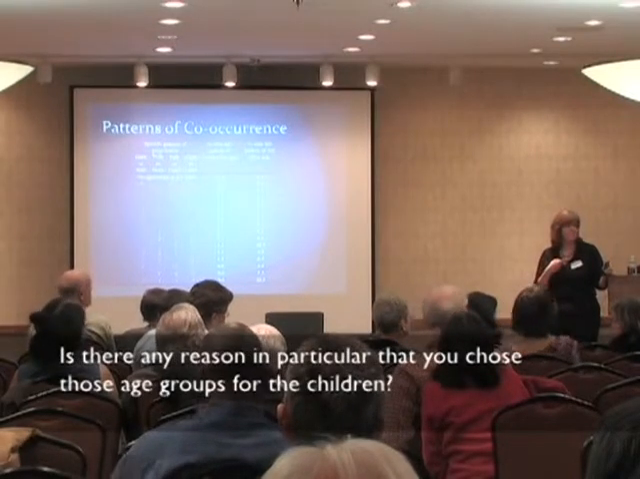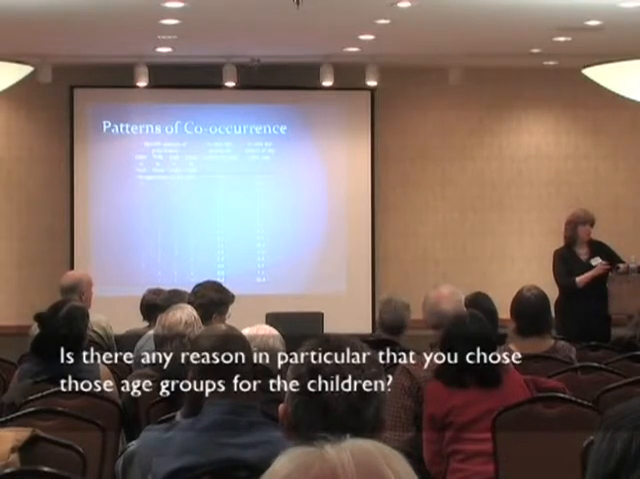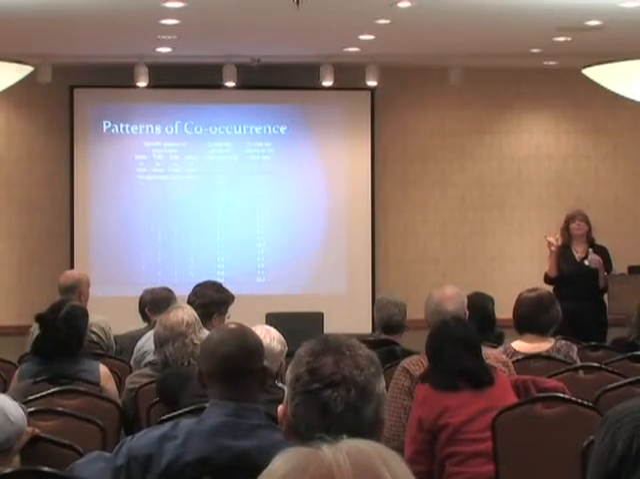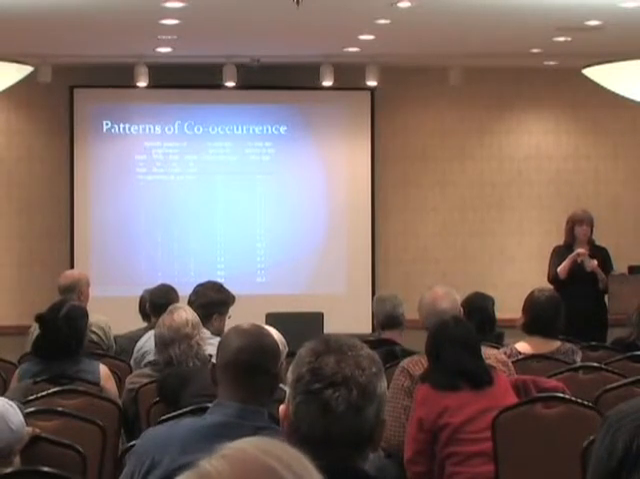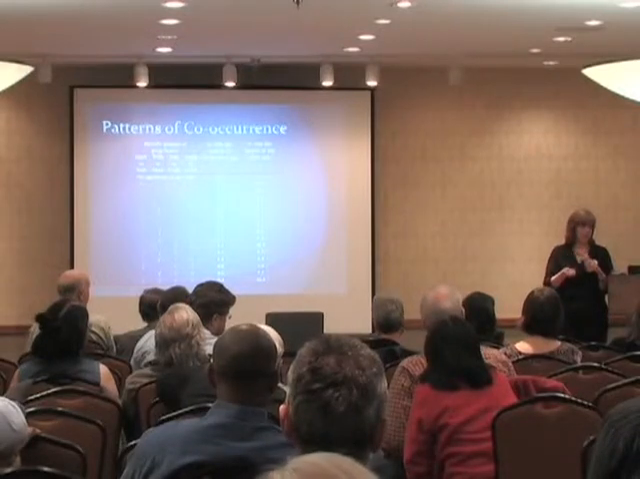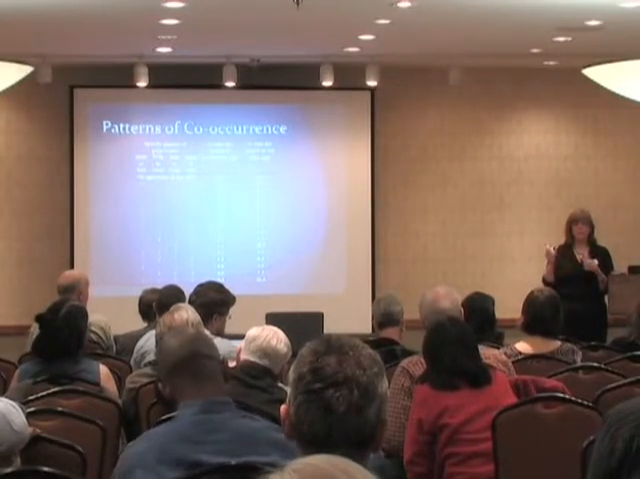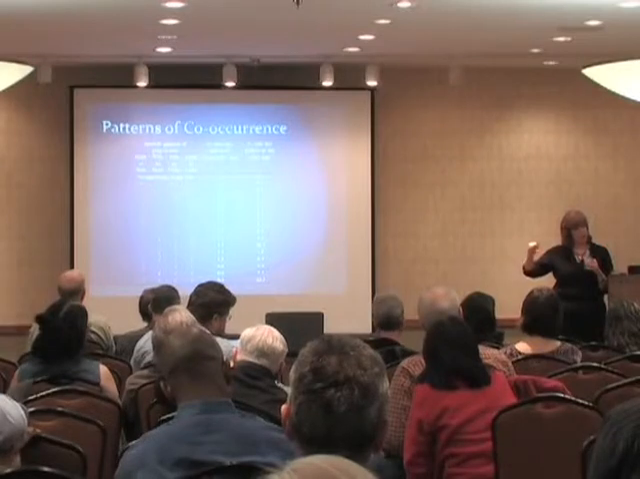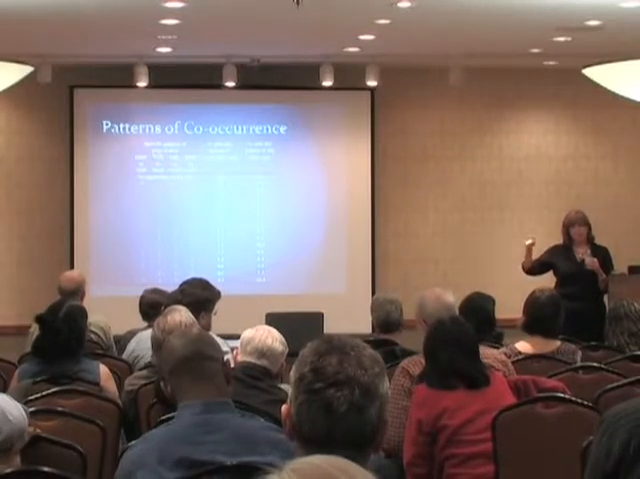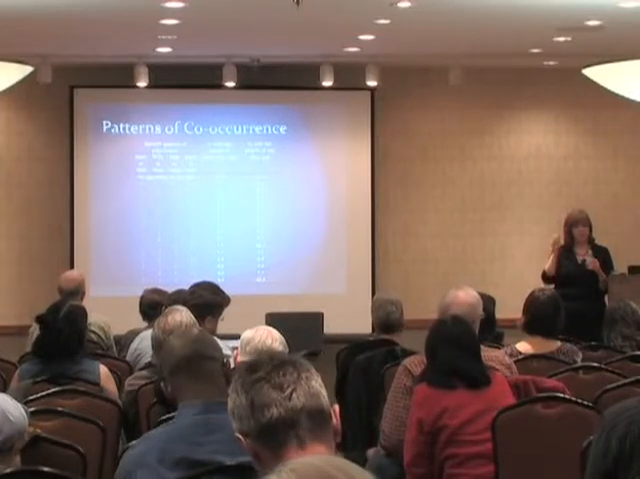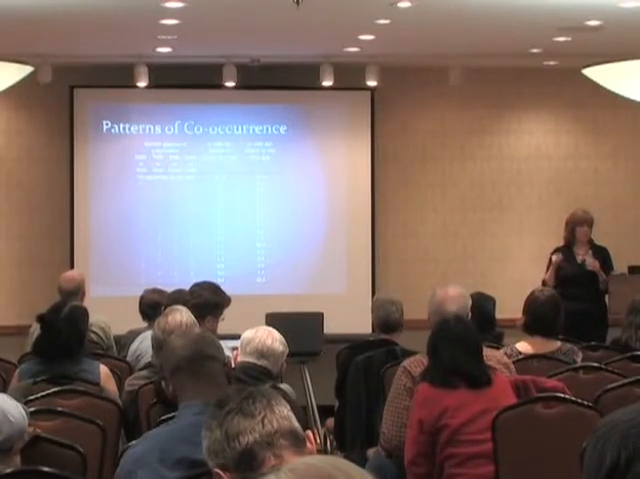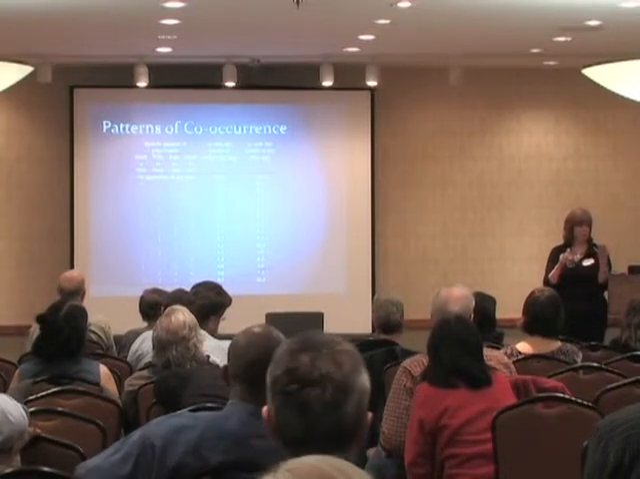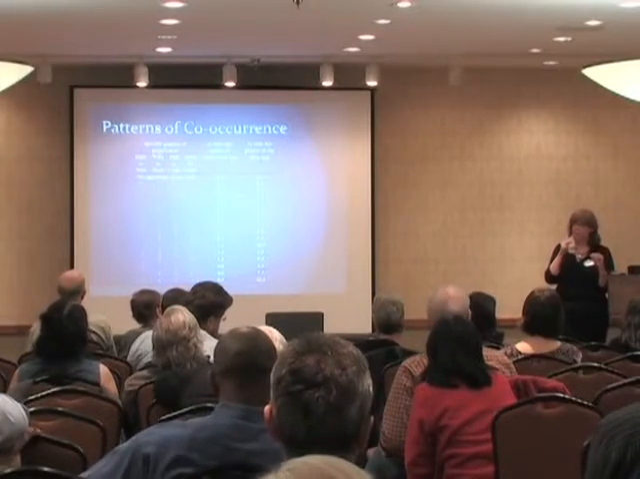Is there any reason in particular that you chose those age groups for the children? 3 to 7, because of two things. It's in the zone of when physical child abuse seems to be at the highest rates, and also because those are ages where we could get comparable measures of child functioning across that window. So you can use the same instruments to assess 3-year-olds' behavioral functioning as a 7-year-old's, whereas if we had gone lower than that, 2-year-olds' behavior hasn't developed in the same way, so aggression in a 2-year-old doesn't mean the same thing.